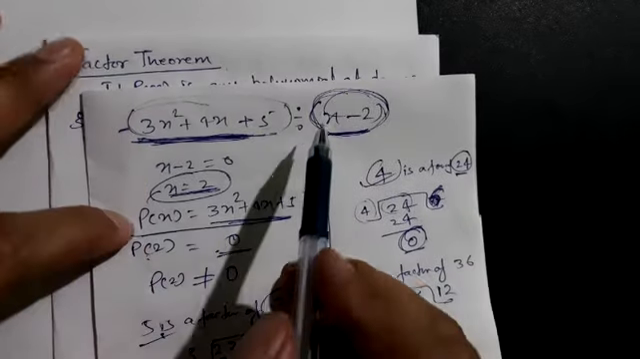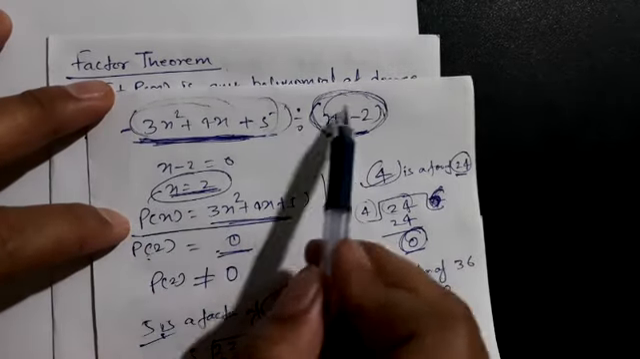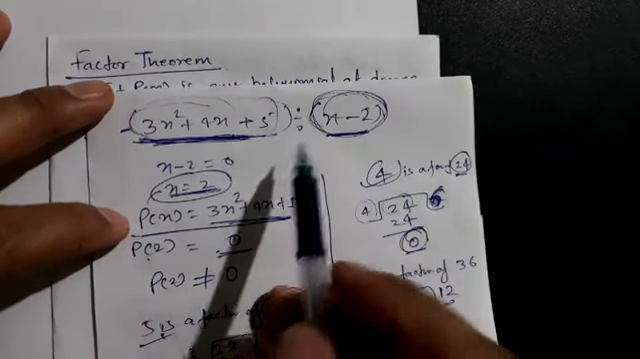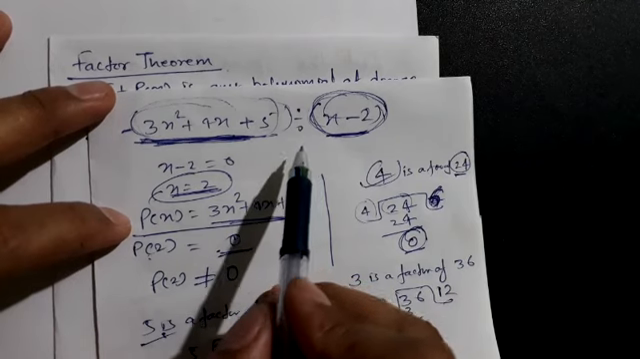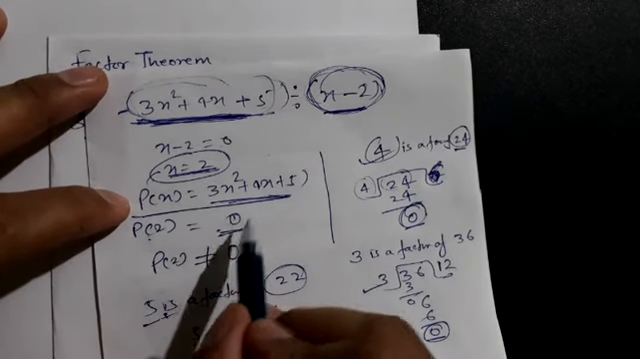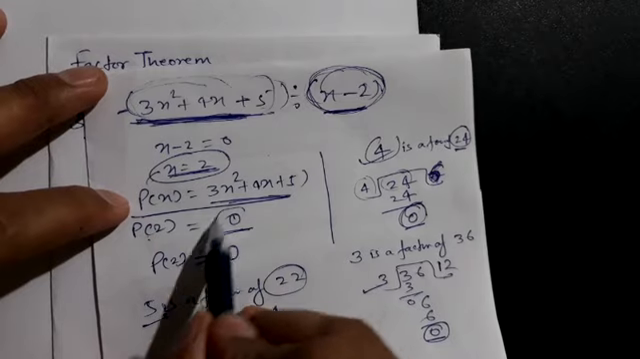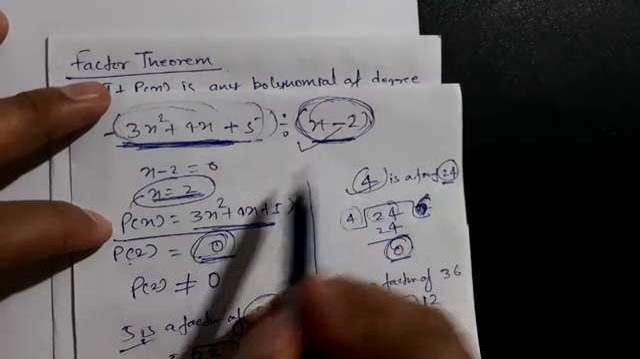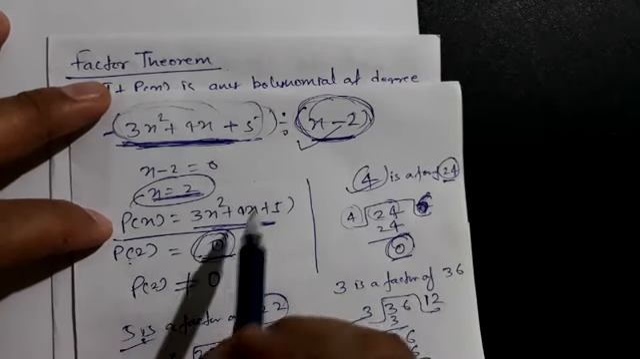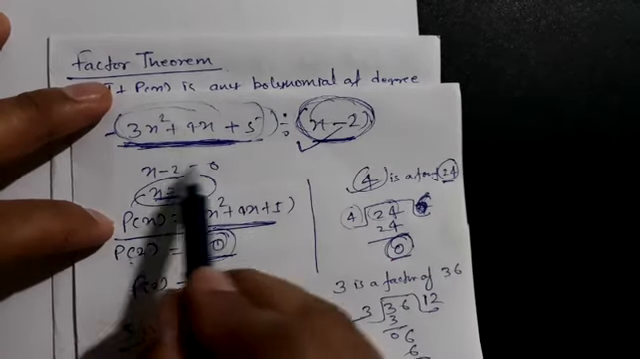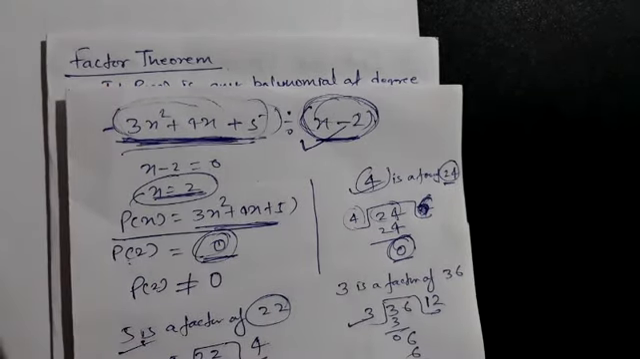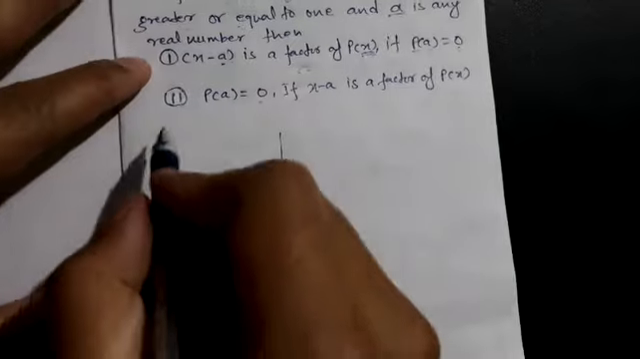In the same manner, using the remainder theorem, if our remainder is 0, we will say yes, this is a factor, and if our remainder is not 0, we will say this is not a factor of the given polynomial. Is this clear? Okay children, now we will take an example.